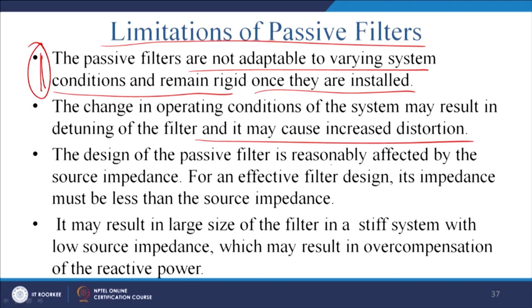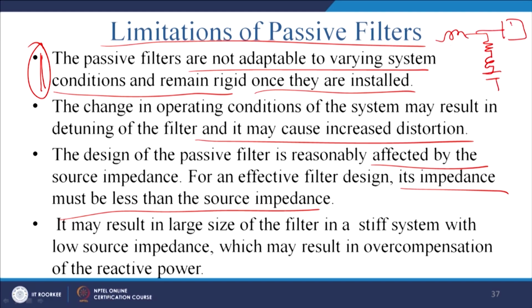The design of the passive filter is reasonably affected by the source impedance, because you are changing the source impedance. For an effective filter design, its impedance must be less than the source impedance. Otherwise, the harmonics will not sink into it, because they are connected in parallel. Thereafter, you have a source inductance. So, ultimately the fifth harmonic impedance should be less, then only it will sink there, otherwise it will go to the source, as simple as that. It may result in a large size of the filter, as I told you, because if you want the sharpness of the resonance higher, the value of the coil you choose for the inductor may need to be higher.